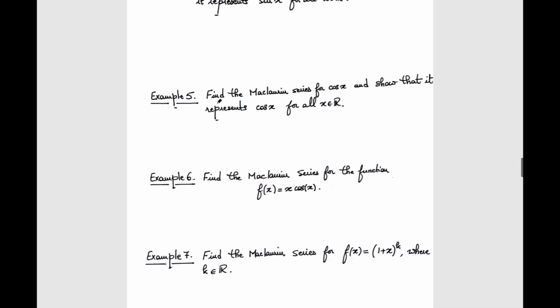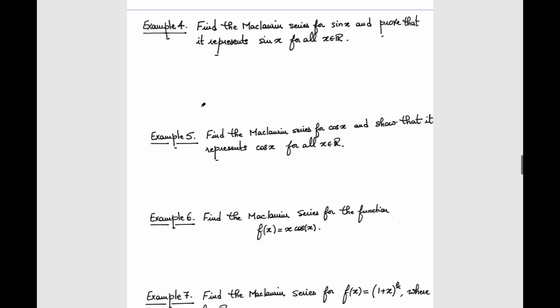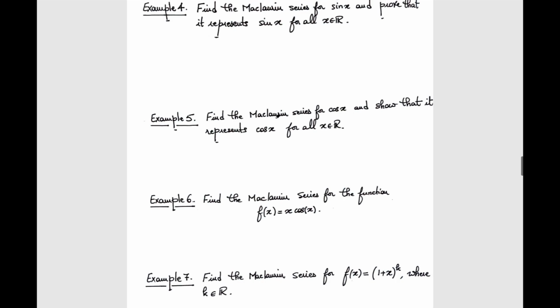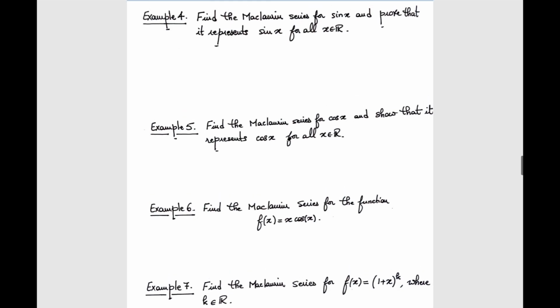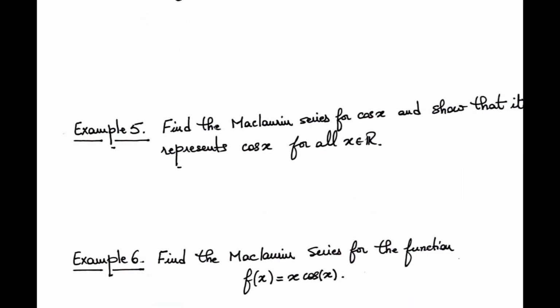All right. Example 5. This was example 4. Example 5. We want to find the Maclaurin series for cosine and show that it represents the cosine function for all x and r. So it's the same problem, but now we have cosine instead of sine. So you can treat it exactly as before, or you can capitalize on the result of example 4. But what do I mean by capitalizing? Well, let's zoom in to cram it here. What do I mean by capitalizing?